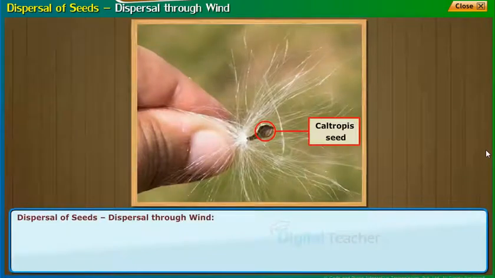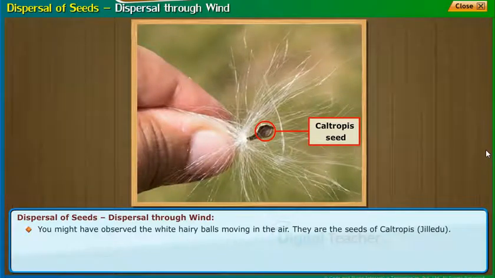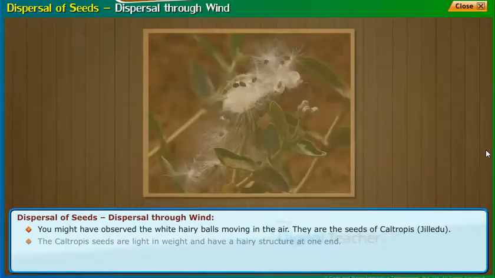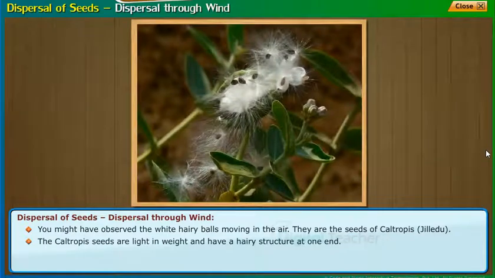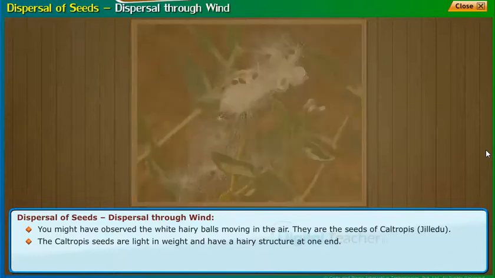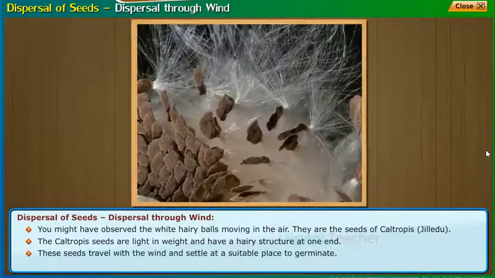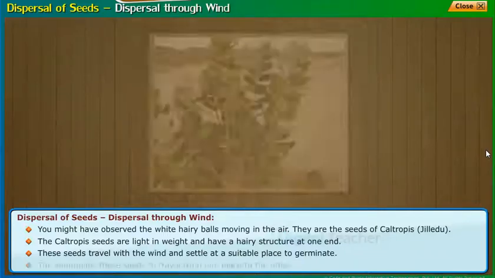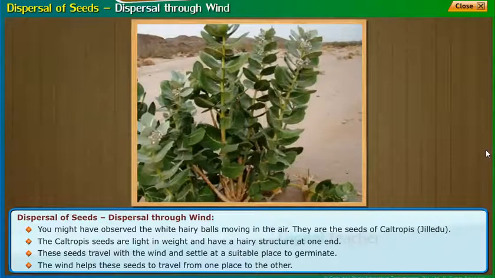Dispersal through wind. You might have observed the white hairy balls moving in the air. They are the seeds of calotropis or gilleidu. The calotropis seeds are light in weight and have a hairy structure at one end. These seeds travel with the wind and settle at a suitable place to germinate. The wind helps these seeds to travel from one place to other.